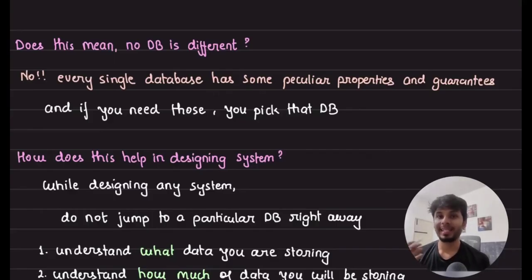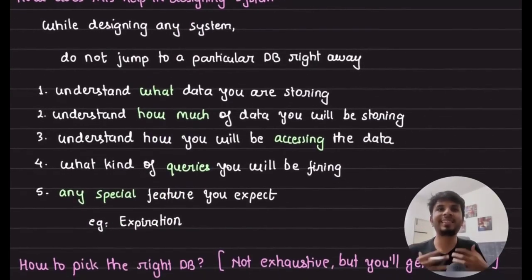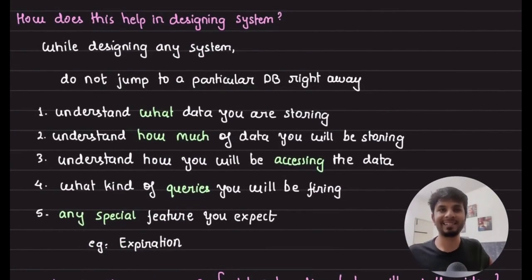And now as an engineer, you need to know the different kinds of databases that are on offer to you. You need to know the core properties that they give you so that you can make a better decision. Now, how does this help in designing our system, right? That's where everything boils down to.